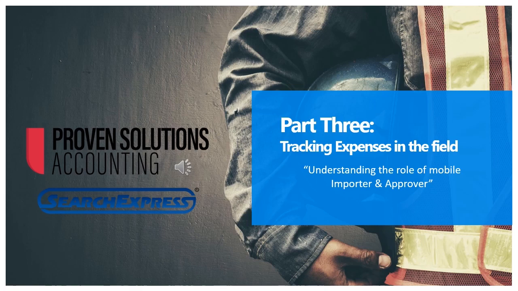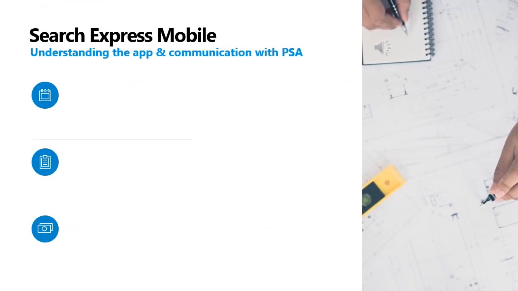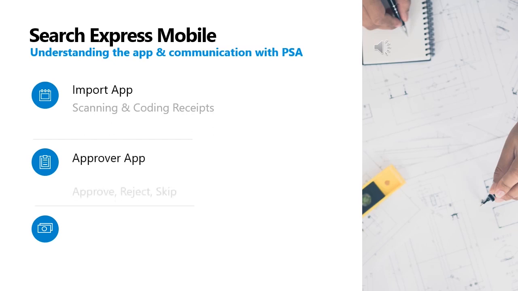Unlike the server and website of the AP approval processing, Search Express Mobile has two key apps that make up our importer app for scanning and coding of receipts, our approver app for our approvers to approve, reject, or skip, and the end result of that coming back into Search Express and dumping into a CSV file that we can now import into PSA under the credit card charges screen.